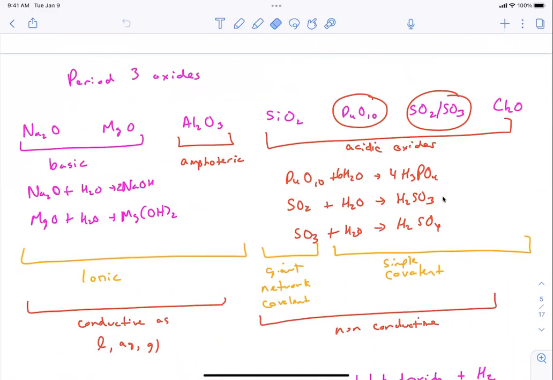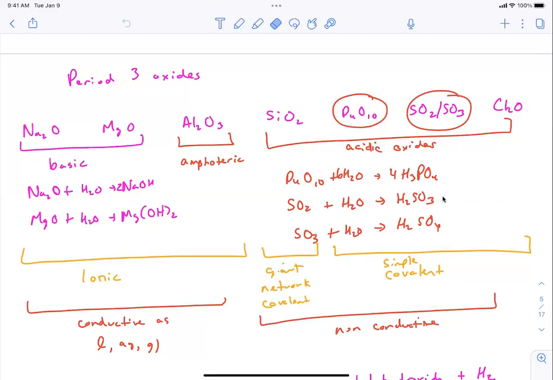Yes, you do have to memorize this, and yes, you need to know general trends that go across this. So your metal oxides like Na2O and MgO are basic in water. They're ionically bonded. They're conductive as liquid, aqueous, and gas. Non-metal oxides like P4O10, SO2, SO3, Cl2O are all acidic, and you need to know those specific reactions in there, and you need to know the difference between SiO2 versus these other non-metal oxides. SiO2 is a giant network covalent, and all these others are simple covalent.